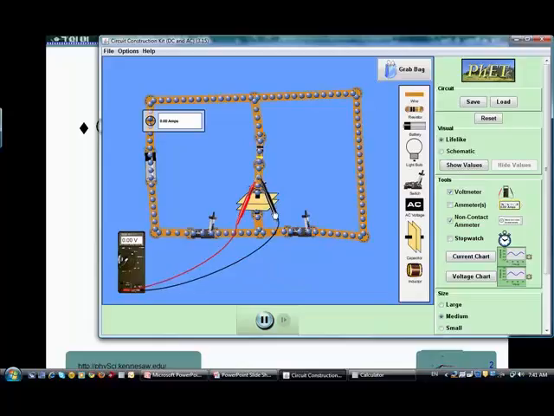I'll do it quickly. So this is the voltage across the resistor, so it is 0. The voltage across the battery is going to be 9 volts. Now I place back my meter across the capacitor, and let's pay attention to what happens when we close the switch.